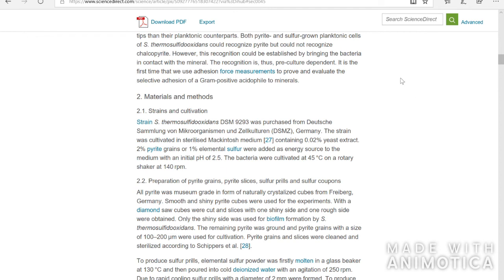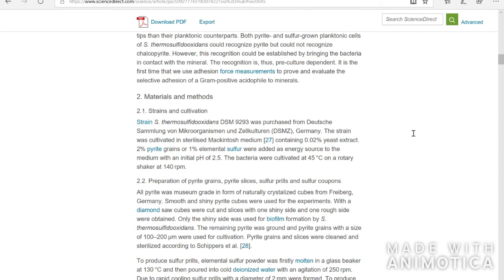So you probably don't know what Macintosh medium is, so you want to type it, right? The Macintosh medium containing 0.02% yeast extract, 2% pyrite grains, or 1% elemental sulfur. So this is where I was talking about how each scientist puts their different spin on their experiment. They wanted to experiment with pyrite, so they put the pyrite in the medium. And they put 1% sulfur in the medium because that's what they're experimenting with. They're experimenting with pyrite and chalcopyrite, so it's kind of important to have it in the medium. And the sulfur was added as an energy source.